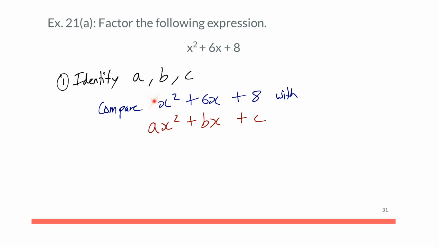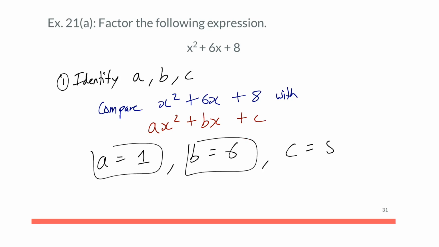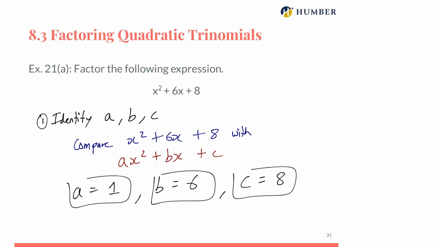So, what is a in the given expression? 1. A, remember, is the number in front of x squared. A is definitely 1. What about b? 6. Positive 6, and c is an 8. Do you all agree? Great. So I'm looking at the numbers here, here, and here. If there was a negative sign here, b would be negative 6. If there was a negative sign here, c would be negative 8, etc. Second step is to do this.